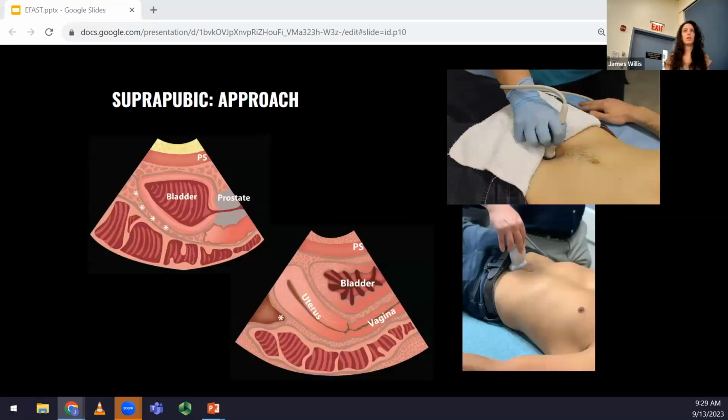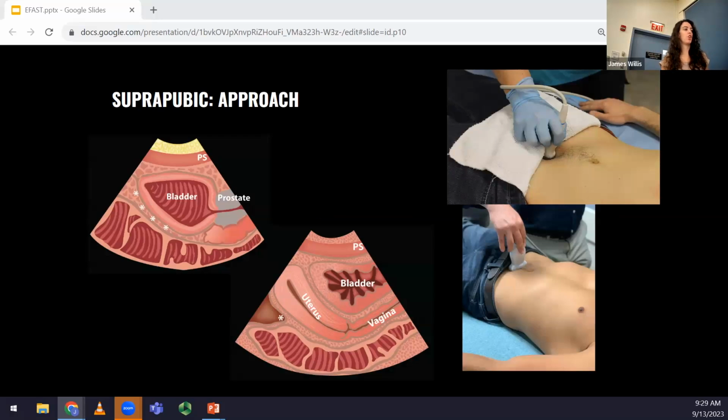Suprapubic, so this is a view where you need to get two views. You're going to be using the curvilinear probe, you're going to get your transverse view, probe marker to the patient's right. And you're going to be scanning all the way. You need to see the bladder disappear, reappear fully, and disappear again. That means that you got the full view.